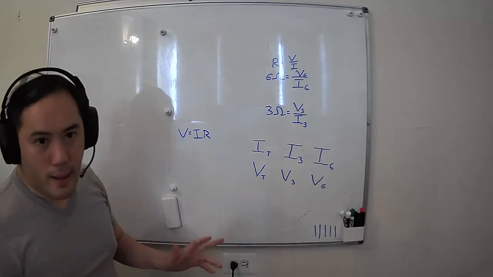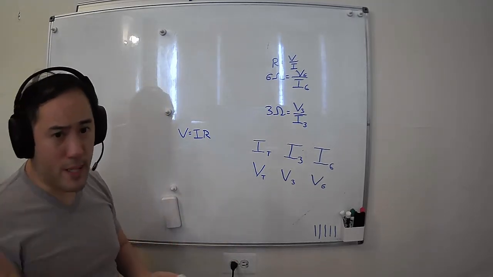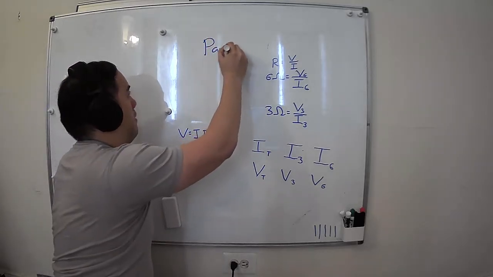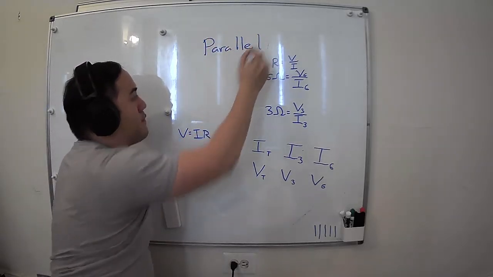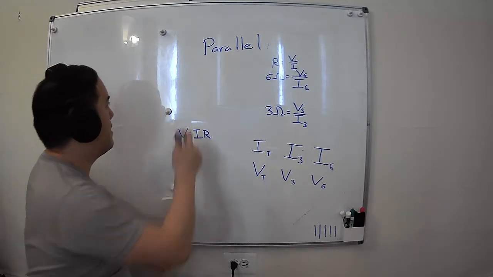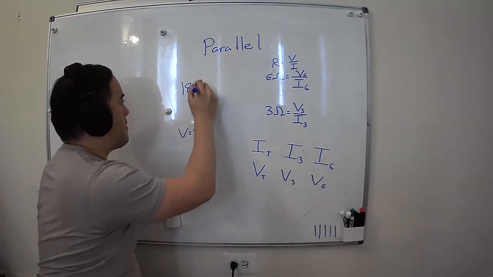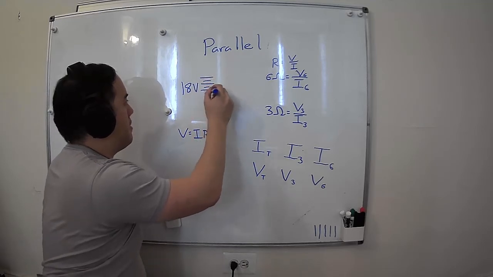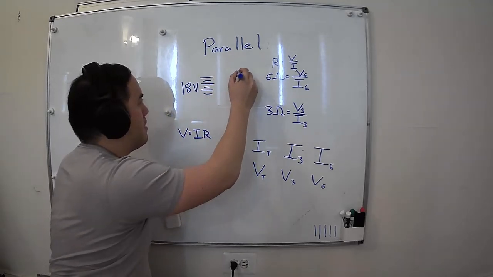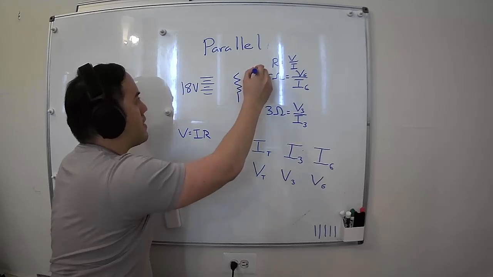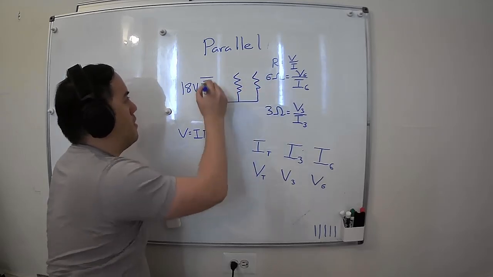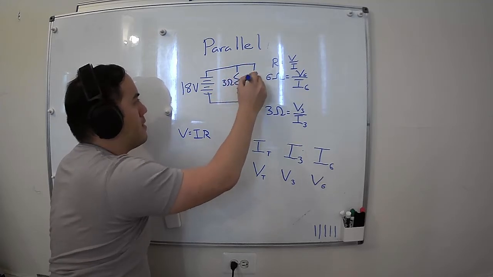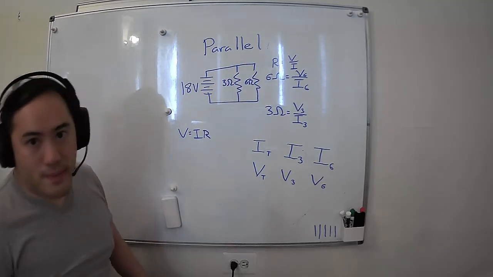Okay, now for parallel circuits. You can take a break if you want to come back to this tomorrow. It's going to look the same. It's not the same. Same voltage, 18 volts. Same resistors, a 3 and a 6. But now, as you can see, they're parallel, not in series.